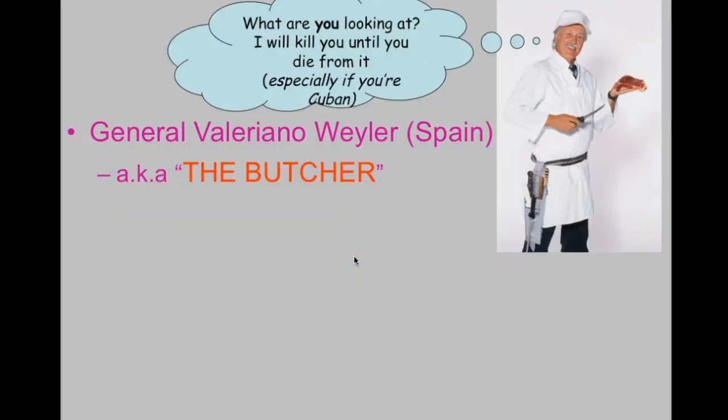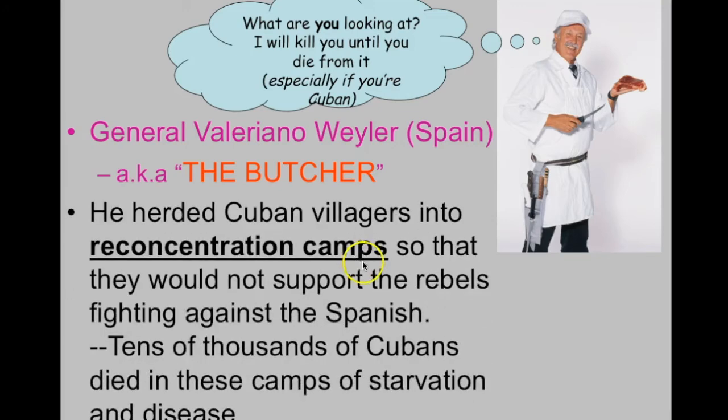So this guy gives Hearst and Pulitzer some of the ammunition they're looking for, so to speak. General Valeriano Weyler from Spain, aka the Butcher. That's probably not a good sign if your nickname is the Butcher. By the way, that is not the actual picture of the Butcher. That is just a butcher. I thought it was funny.